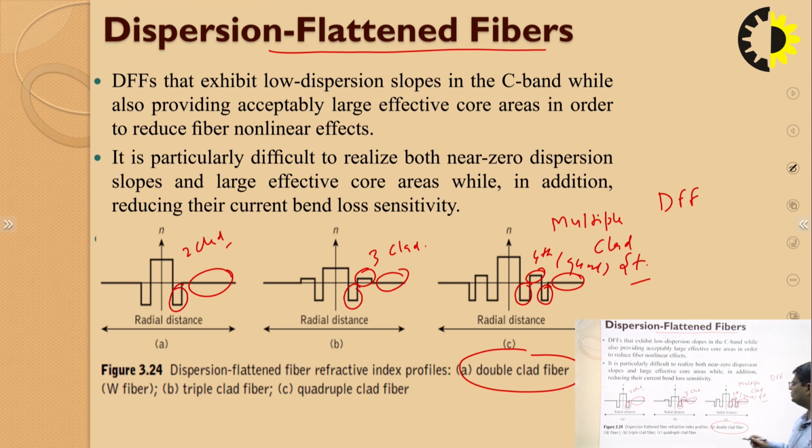However, one limitation with these multiple clad structures is that careful designing is very important. Careful design and fabrication is important. If the design is not careful, then sensitivity towards bending losses and other types of irregularities or fabrication problems can increase. So we have to take care while designing the multiple clad structures.